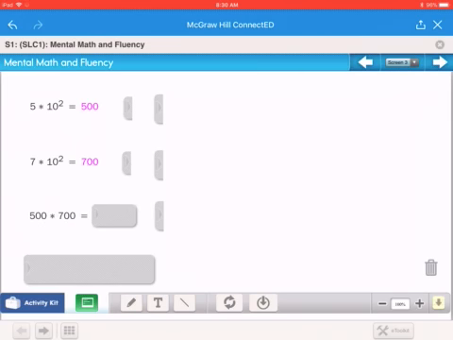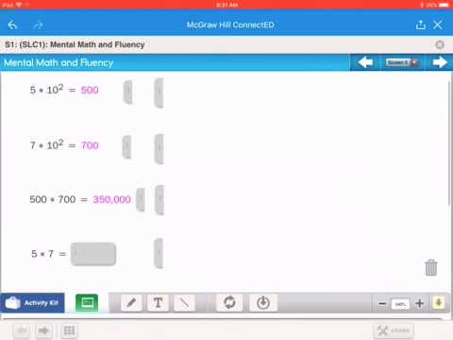Next one, 500 times 700. So 5 times 7 is 35. And then it looks like we have a total of 4 zeros, so you'd put 4 zeros after the 35, which gives you the answer of 350,000.